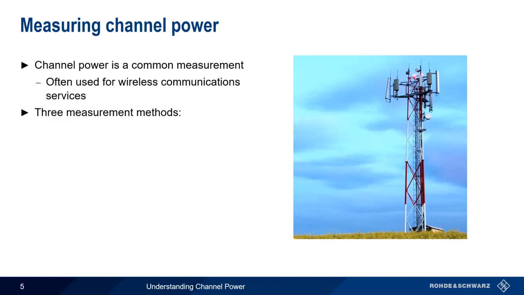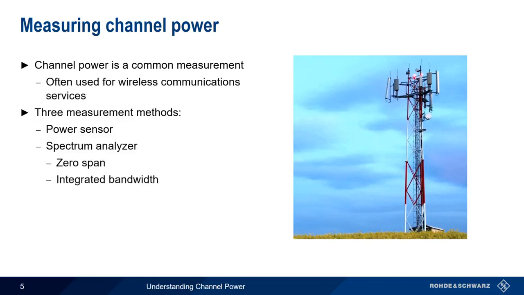There are three main ways in which we can measure channel power. The first is using an RF power sensor. We can also use a spectrum analyzer to measure channel power, either using the zero-span method or the integrated bandwidth method. Let's start with how a power sensor can be used to measure channel power.